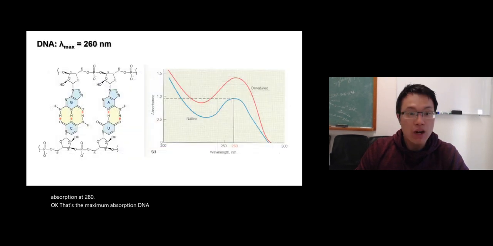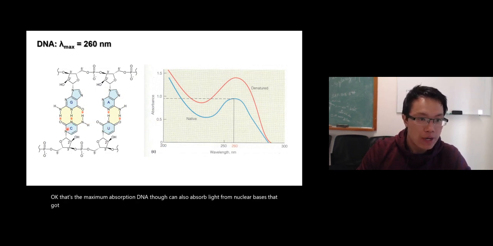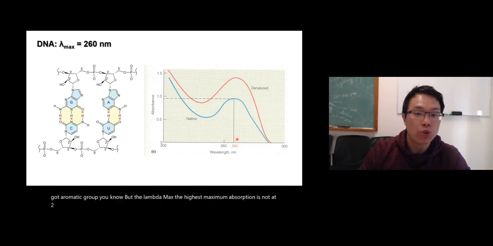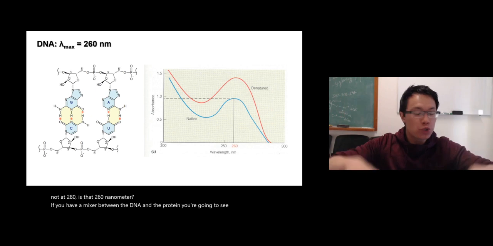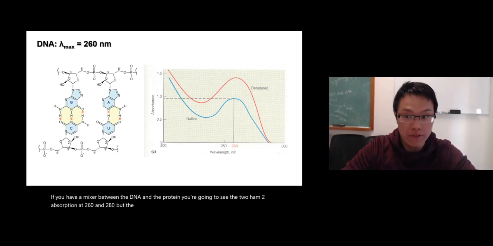DNA though can also absorb light from its nucleobases. It has aromatic groups. You know that? But the lambda max, the highest absorption, is not at 280. It's at 260 nanometers. If you have a mixture of the DNA and the protein, you're going to see the two absorptions at 260 and 280. But the ratio will tell you the purity of it.